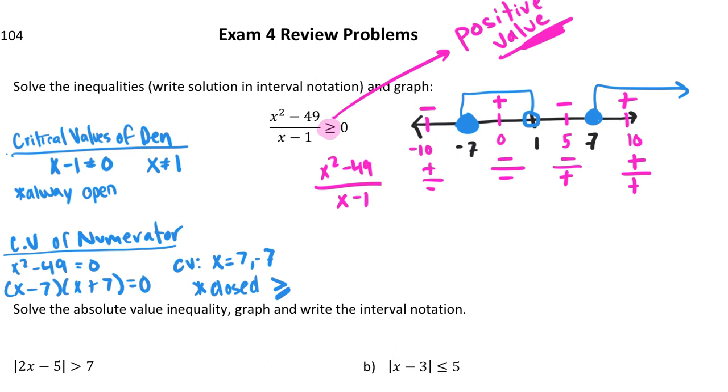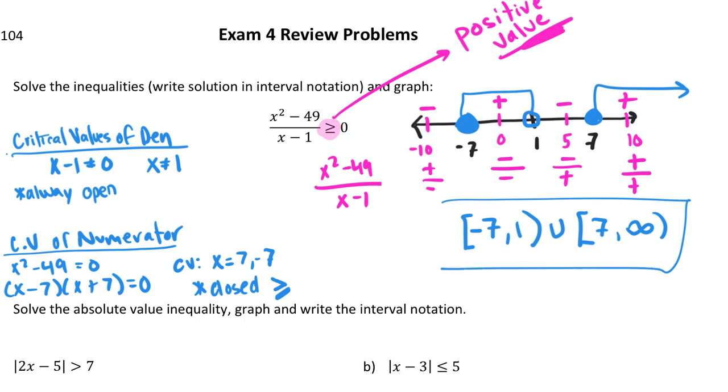So when we write the interval notation of this graph, we're going to go from -7 to 1. And then again from 7 to infinity. -7 and 7 have brackets on them because we can be equal to them. 1 and infinity have parentheses, and that is because we can't be equal to those values. So there's our interval notation.